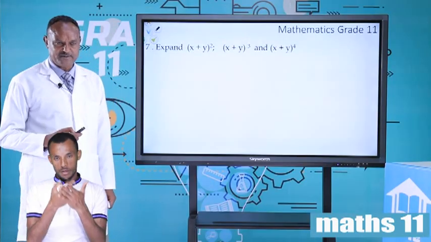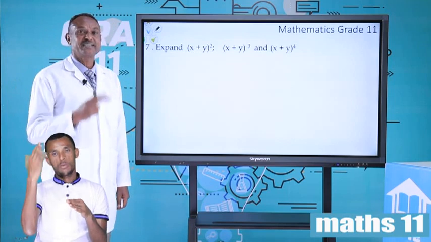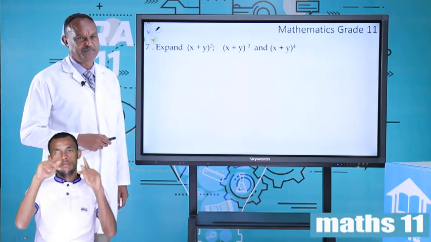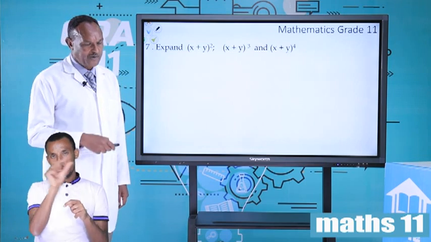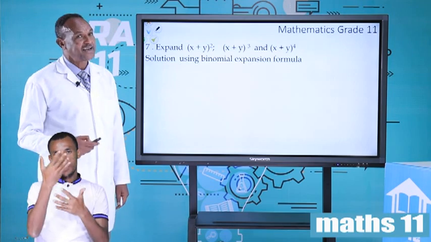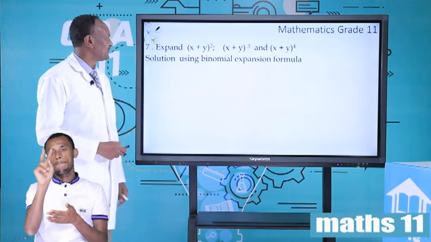In this level, in your textbook, we have 2 types of expansion: Pascal's triangle and the binomial expansion theorem. Now, I will try to discuss the binomial expansion formula, how to expand this expression.